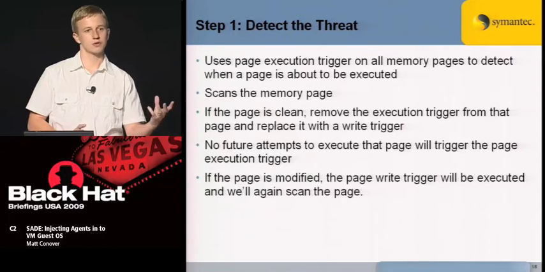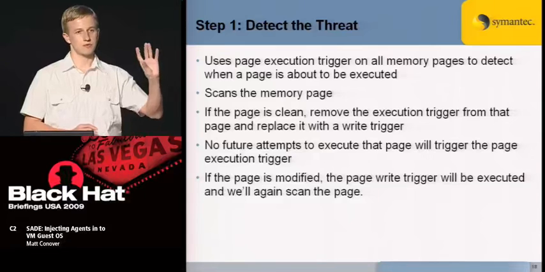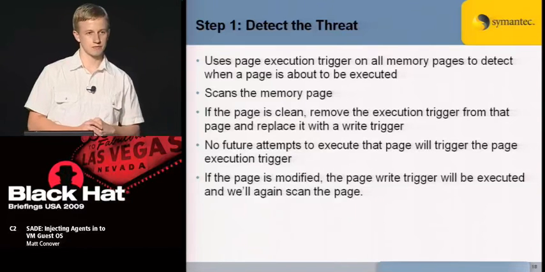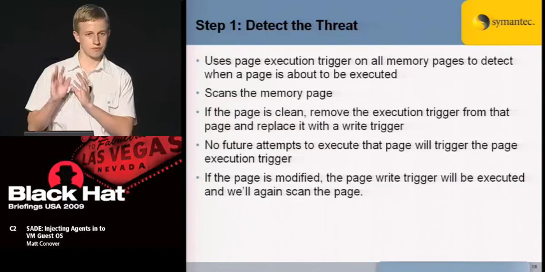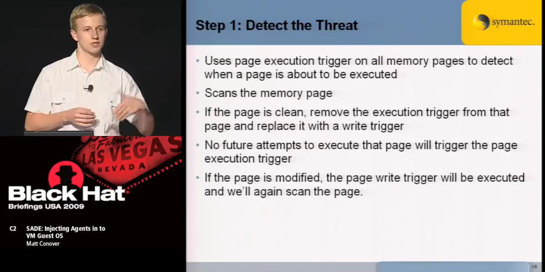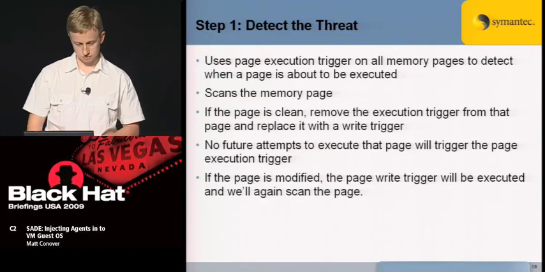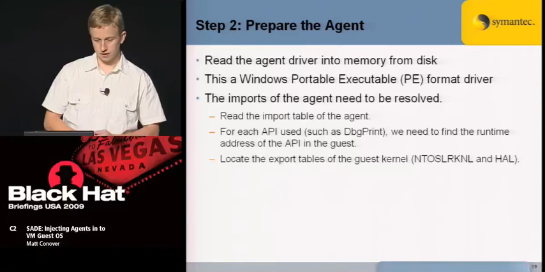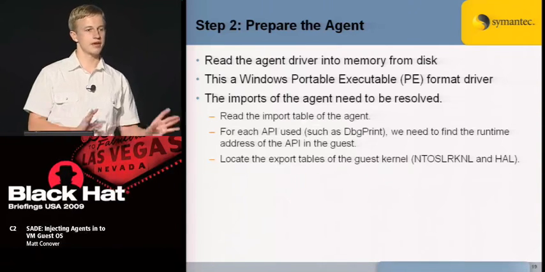If it changes, we will get that write breakpoint or that write trigger, and then we will re-enable the execution trigger. So if a write event happens on the page, we don't scan, we simply re-add the execution trigger, so that after all of the writes finish and it tries to execute that page, we will then scan it again. Okay, so that's the first step, just to do the memory scanning and find the threat.